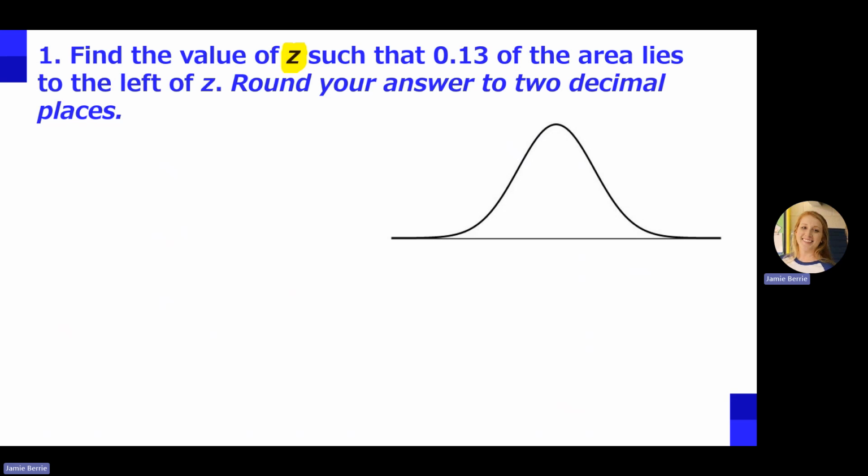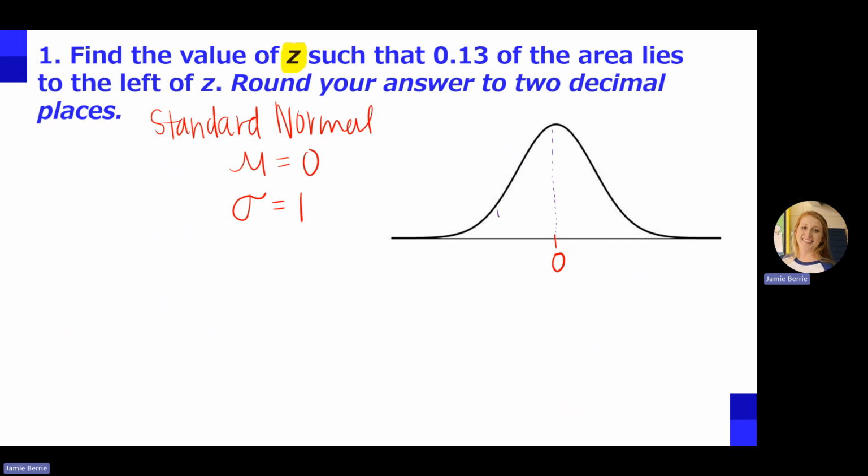Let's go ahead and put our little mark in the middle for our mean. We are in the standard normal distribution since we see that variable z, sorry, I said c, I meant to say z. We're in the standard normal distribution, which means that our mean is 0 and our standard deviation is 1. So we're going to put 0 in the middle. And it says that 0.13 of the area lies to the left of z. Think about that, this curve, 0 is splitting this curve in half. So this is 50% and this is 50%.